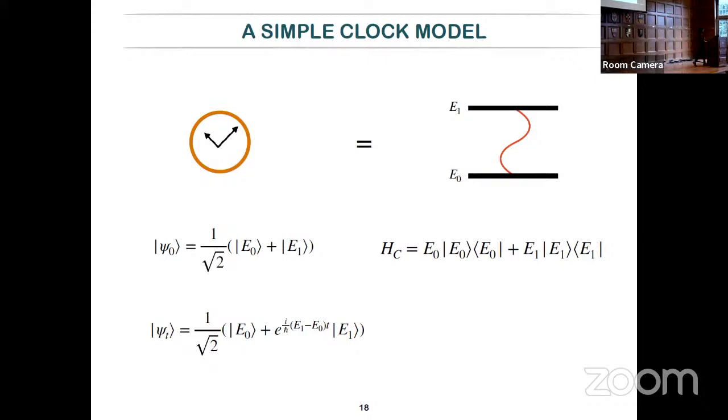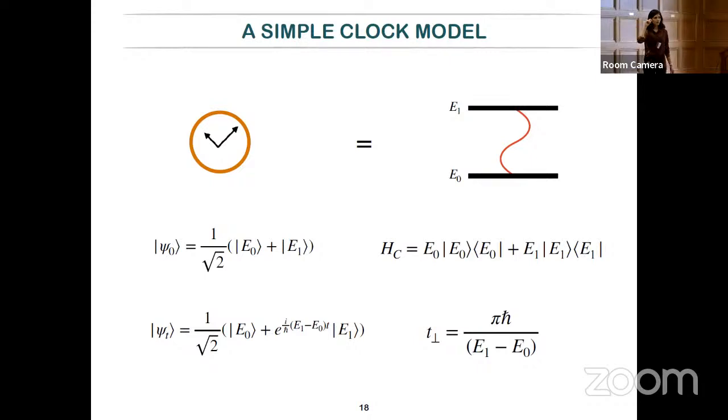It happens at the orthogonalization time, which is the time it takes the clock to go from the initial state to the state orthogonal to the initial state, which has that expression. So basically, that relative phase has to be pi. And the important thing here that I would like you to notice is that this is inversely proportional to the energy gap. So basically, the more precise I want the clock to be, the more I have to increase the energy gap. But what happens if I put a lot of energy into the gap of this clock? I want a very precise clock.